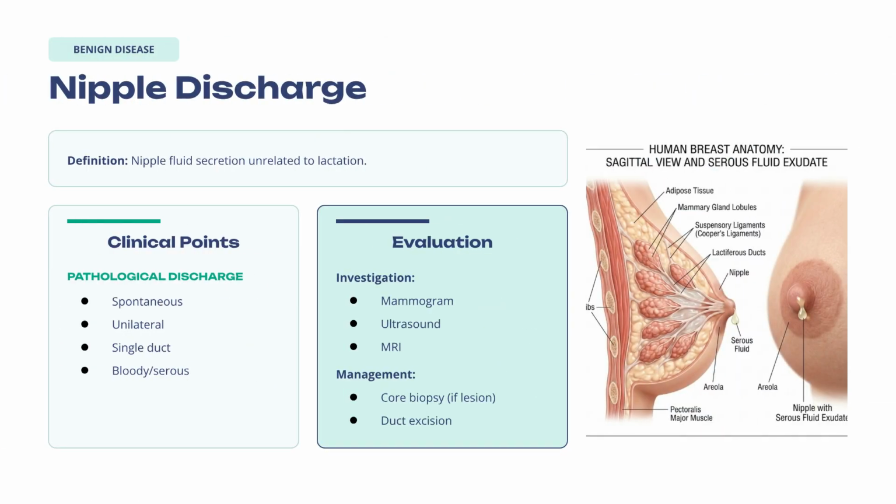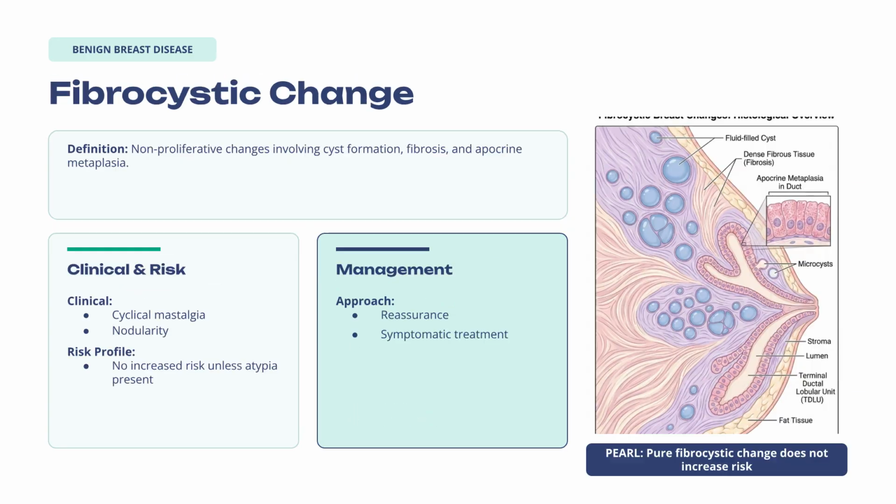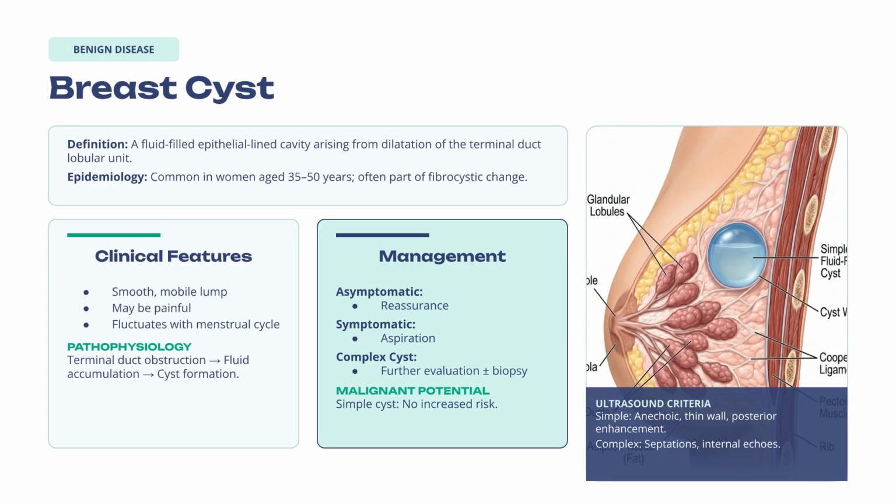Pathological nipple discharge is defined as spontaneous, unilateral, and from a single duct. It requires rigorous investigation with imaging, and, if a lesion is present, tissue biopsy. Fibrocystic change involves fibrosis and cyst formation. It is clinically characterized by nodularity and cyclical pain, but it generally does not increase breast cancer risk unless associated with atypia. Breast cysts are fluid-filled cavities.